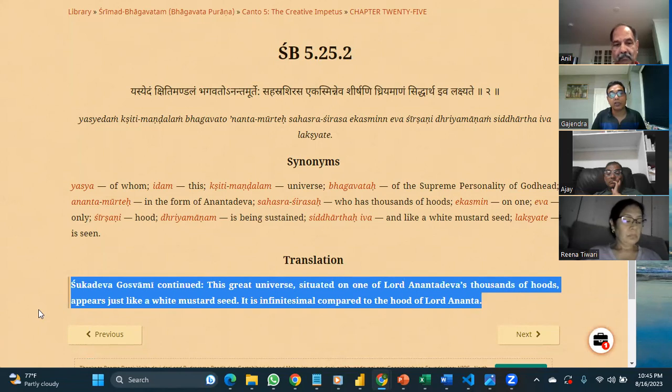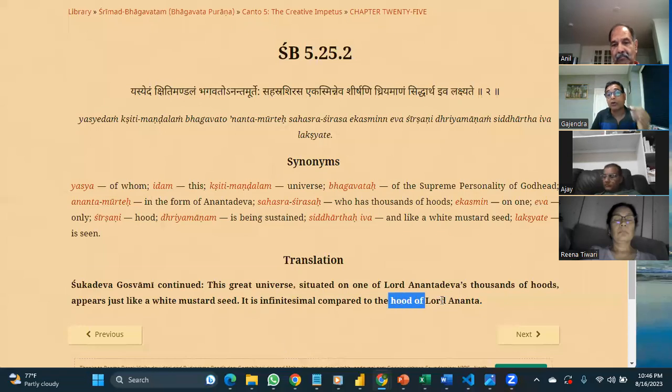A very important thing is mentioned here, right? The whole universe is situated on one of the thousands of hoods of Lord Anantadeva. Lord Anantadeva is, of course, an extension of Lord Vishnu, and on one of his hoods this whole universe is situated. And as we have read from Garbhodakashayi Vishnu, you get innumerable universes. Ours is just one of the universes, and so our universe is so small compared to the hood of Lord Ananta.